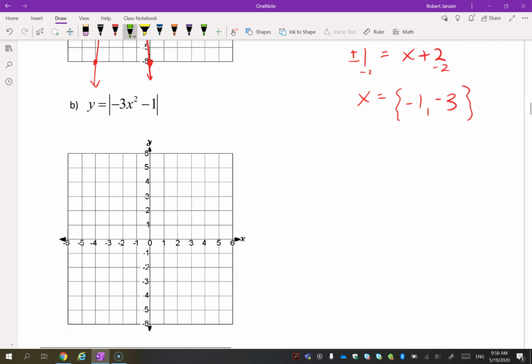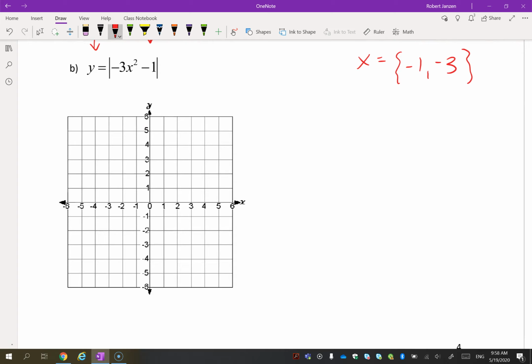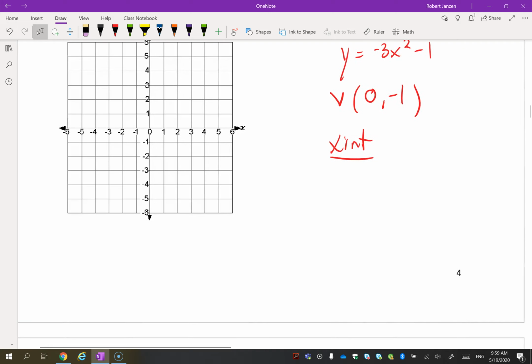Okay, let's try one more. So you should pause right now, see if you remember how to do this. What's the vertex? What's the x-intercept? Okay. Alright, so after you've done it yourself, the vertex will be 0, negative 1. Okay, the x-intercepts will be, let's check it out. So I have 1 is negative 3x squared. If I divide by negative 3, I get negative 1/3 equals x squared.